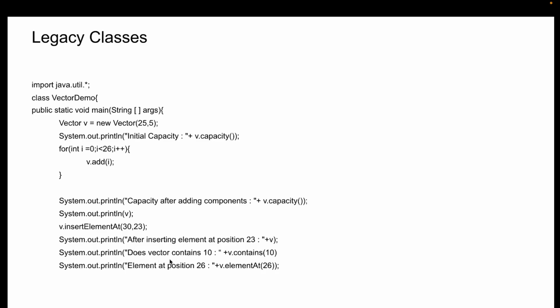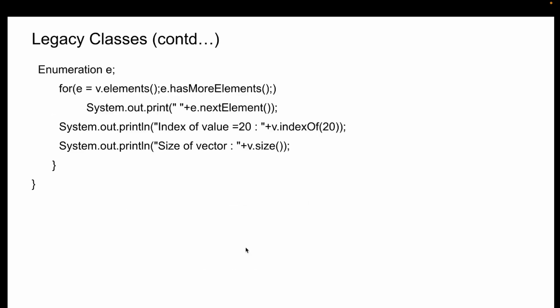Then we have something like v.contains(10). You want to check if this particular data structure contains this value 10, so you can use this function v.contains(10). So this is about these legacy classes.